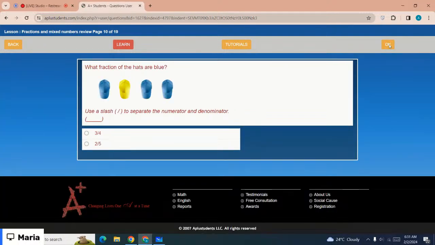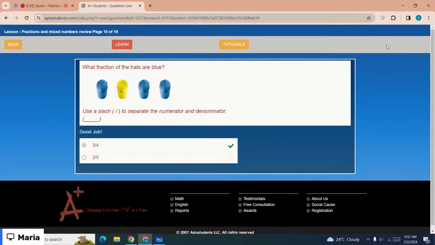What fraction of the hats are blue? Which is the correct option? Yes, that is 3 out of 4. Because 3 of them are blue, so that is 3 out of 4.